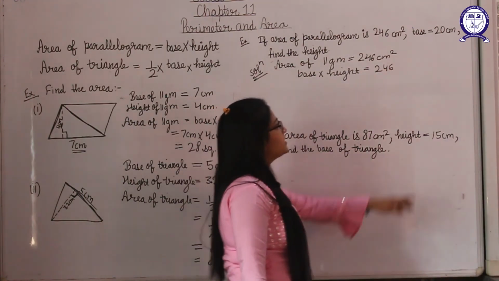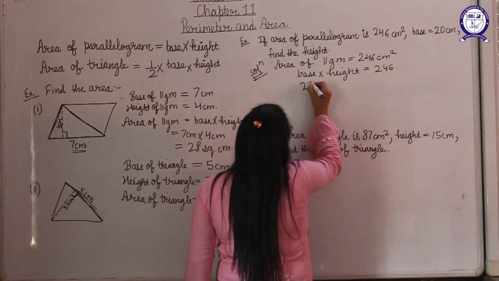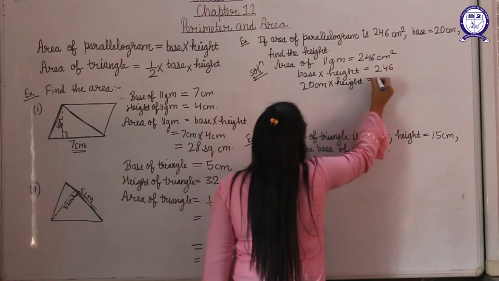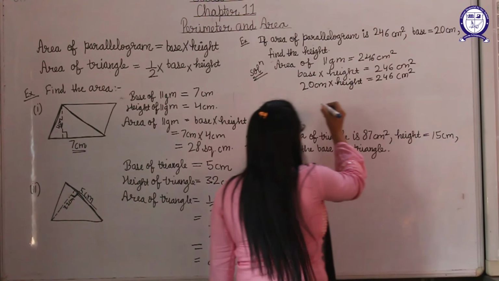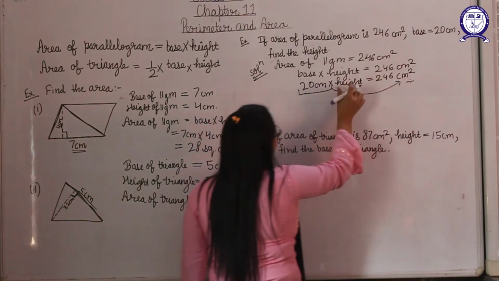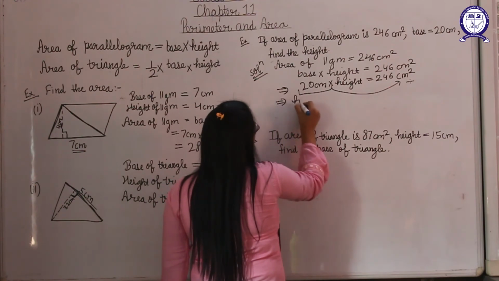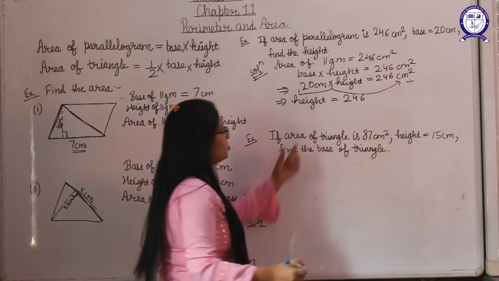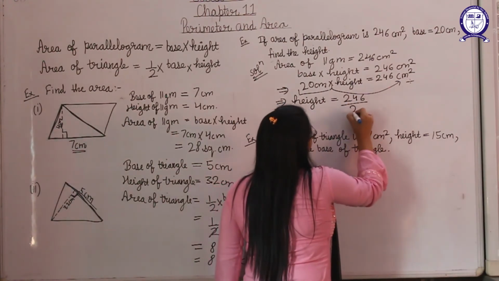Now what is the base? Base is 20 centimeter. So in place of base we can write 20 centimeter. So we can write 20 centimeter multiply height will be 246 centimeter square. Now what we will do students, here this 20 is in multiplication. So on that side we can divide that, right? So we can get the value of height. So height will be equals to 246, and we have to take this 20 to that side and that will be divided. So 246 divided by 20.